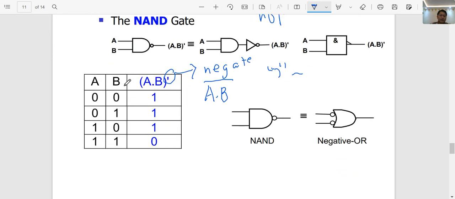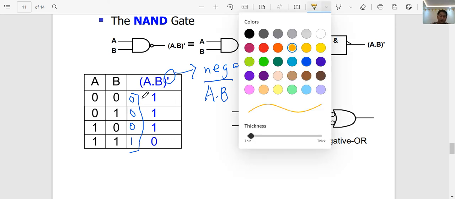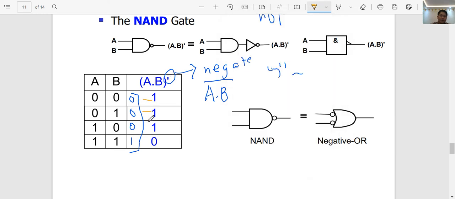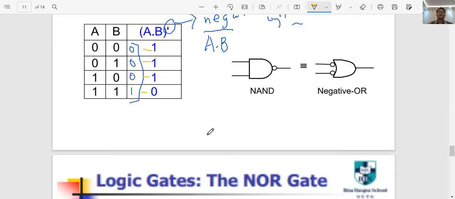Okay, so A dot B here, ordinarily we get 0 0 is equivalent to 0, 0 1 is equivalent to 0, 1 0 is equivalent to 0, and 1 1 is equivalent to 1. So when you implement this, you get the reverse, the NOT of this AND operation. The complement there means not, so not 0 is 1, not 0 is 1, not 0 is 1, and not 1 is equivalent to 0. So that is what we call the NAND gate.